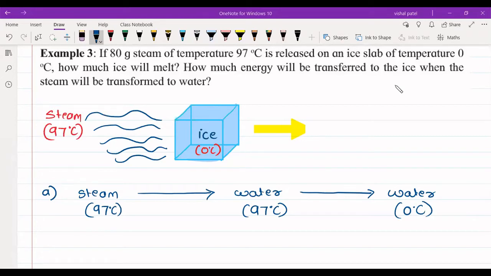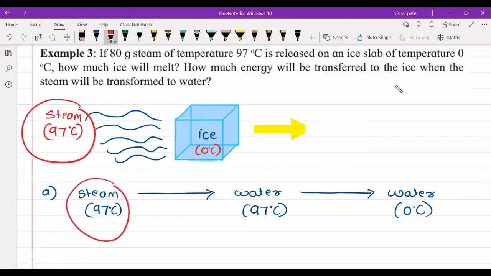Now see what will happen, students. There is steam at 97 degrees Celsius. I'm passing that steam over ice, which is at 0 degrees Celsius. So when I pass that steam over ice, what will happen? First I'm looking only at the steam. What will happen? See this.